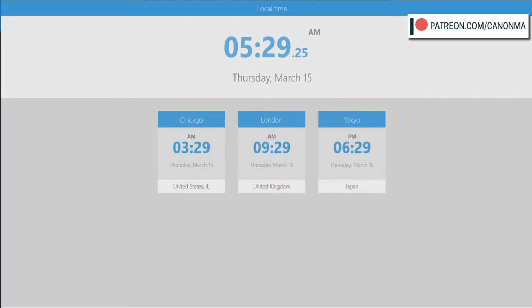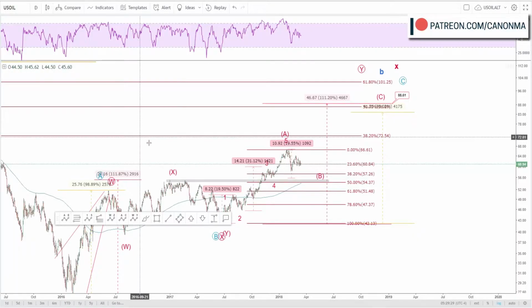It is Thursday, March 15th, 2018, 5:29 a.m. Eastern Standard Time. And this morning, we're going to take a look at oil, the main U.S. stock markets, including the S&P 500, the NASDAQ 100, the Russell 2000. Take a look at gold, the dollar index, TLT, the 10-year yield, and we'll also take a look at Bitcoin.